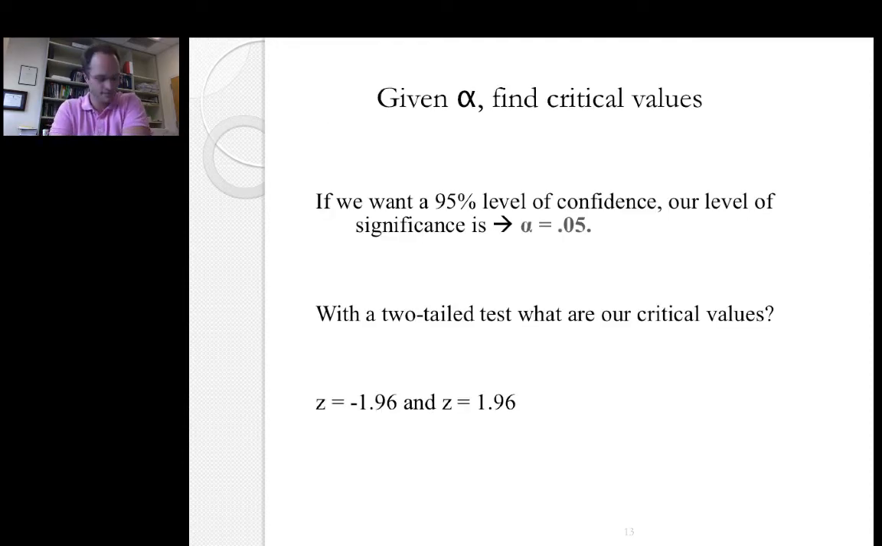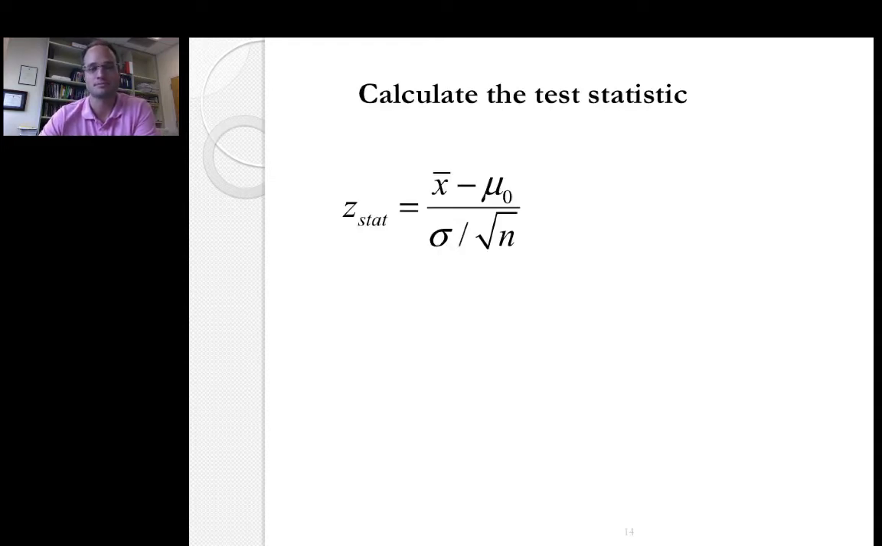Now, given a significance level, we can find critical values, and we're going to use a significance level of 0.05, which of course corresponds to the 95% confidence level in this result. So in our two-tailed test, we have a critical value in the positive realm and a critical value in the negative realm. All right, 1.96 and negative 1.96 are my Z's. Now I need to calculate the test statistic.